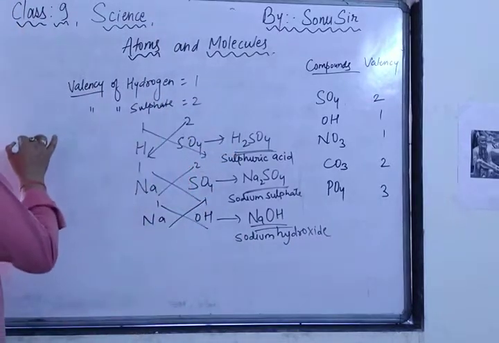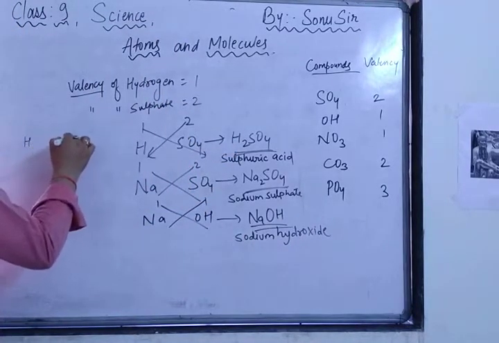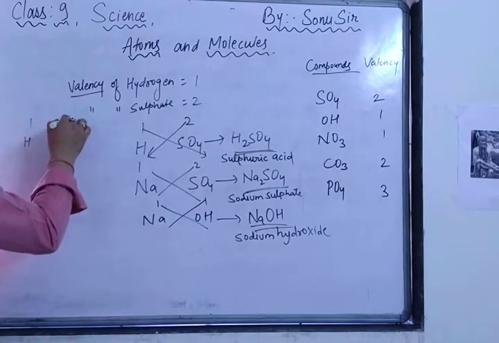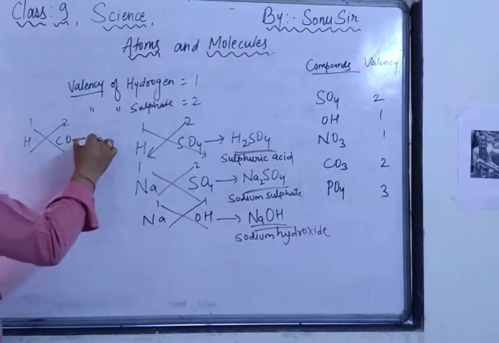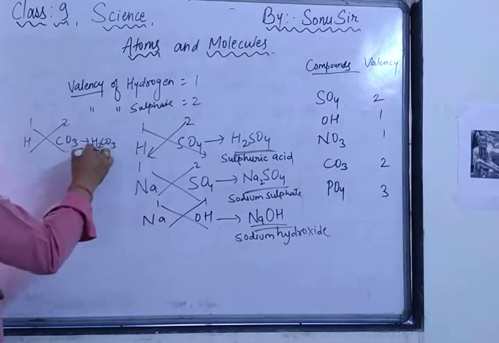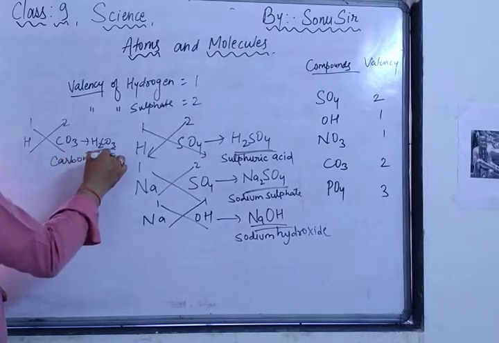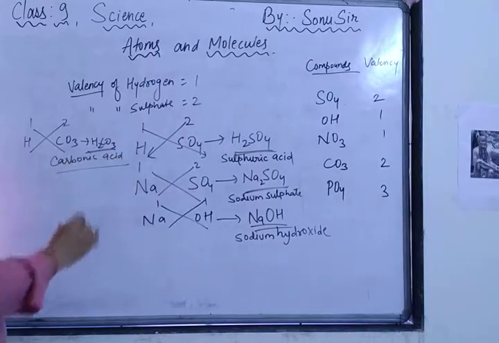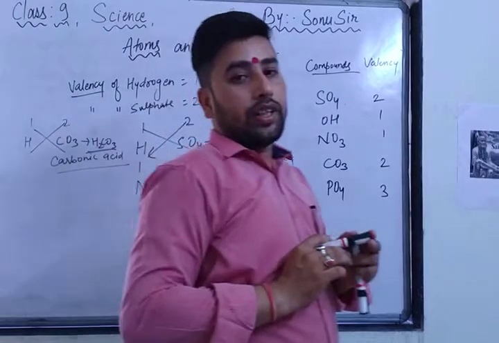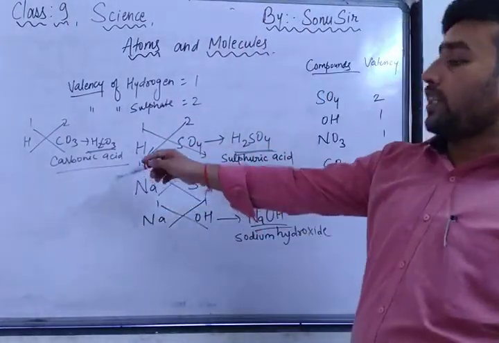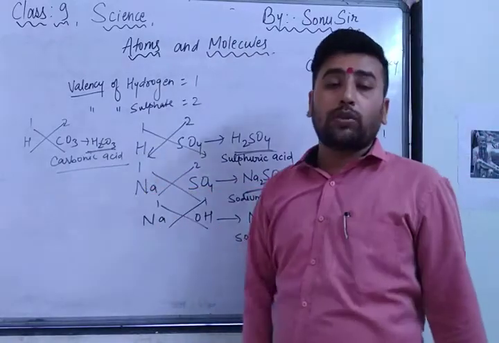Just suppose here H and CO3, right? H valency 1, carbonate valency 2. So what will be the compound? H2CO3. The name of this compound is carbonic acid. Carbonic acid is specially present in aerated drinks, meaning soft drinks, as you drink Coca-Cola, Sprite, Mirinda. In all those aerated drinks, this carbonic acid is present.